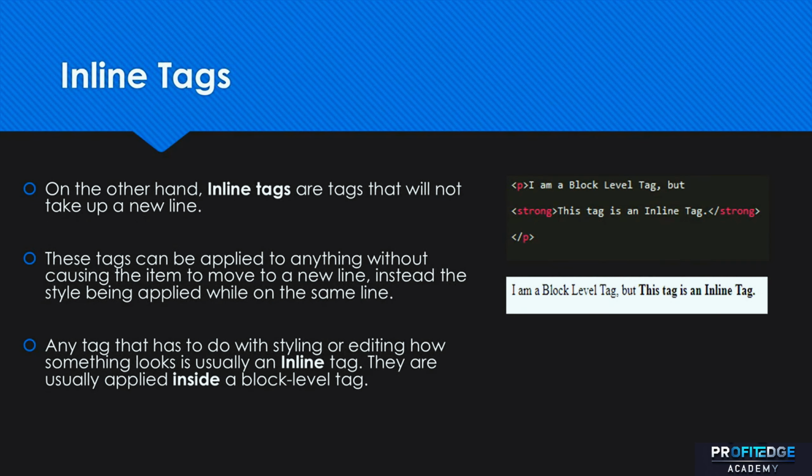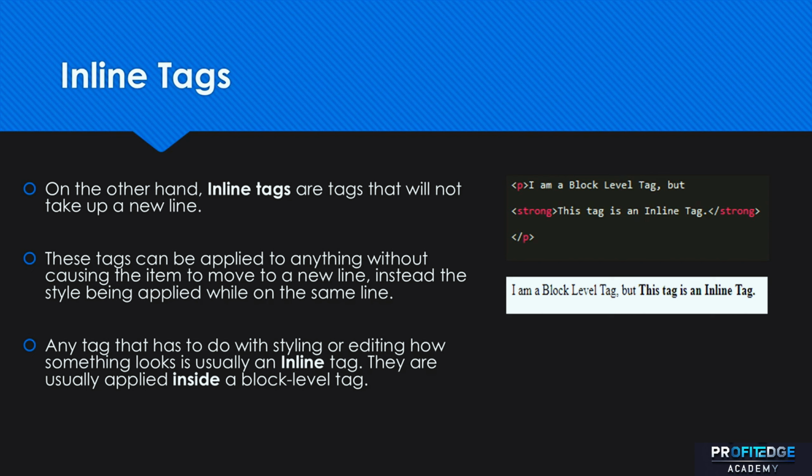Now inline tags are tags that can be applied to text or anything without having to move something to a new line. So let's just look at the example here. All of this text is inside a paragraph tag, which is a block level tag. But then you can see this tag is inside a strong tag or a bolding tag. Now this is an example of an inline tag.